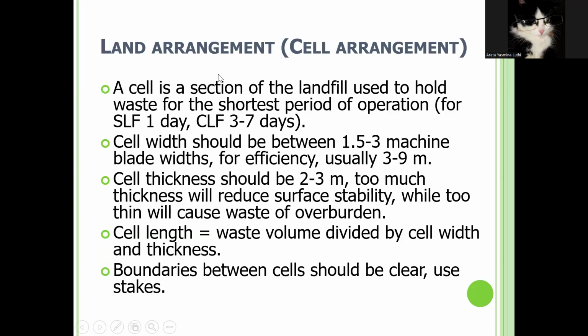And the line arrangement, or the cell arrangement. A cell is a section of the landfill used to hold waste for the shortest period of operation. For SLF it is 1 day, and for the CLF it is 3 until 7 days. And cell width should be between 1.5 until 3 machine blade widths. And for efficiency, it's usually 3 until 9 meters. And cell thickness should be 2 until 3 meters.